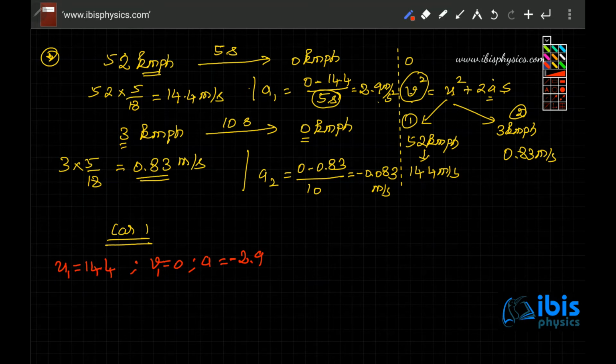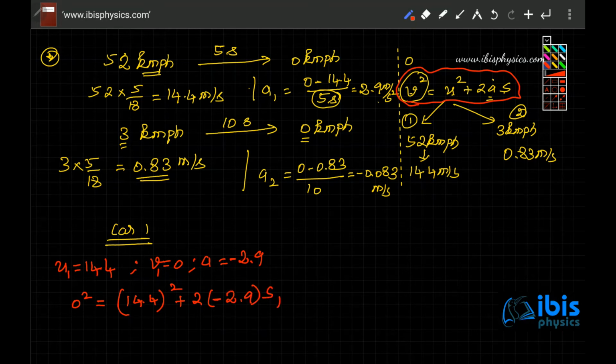Let us find out for car 1. v square is equal to u square plus 2as. v1 square is 0 square, which is equal to u1 square, that is 14.4 whole square, plus 2 into minus 2.9 into displacement s1.